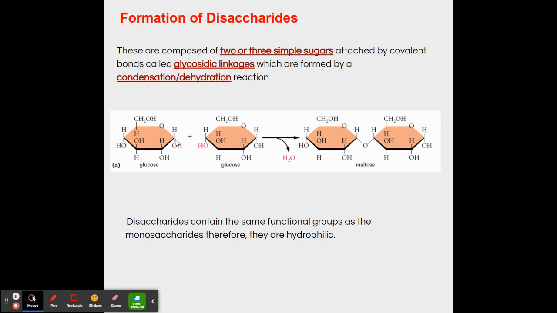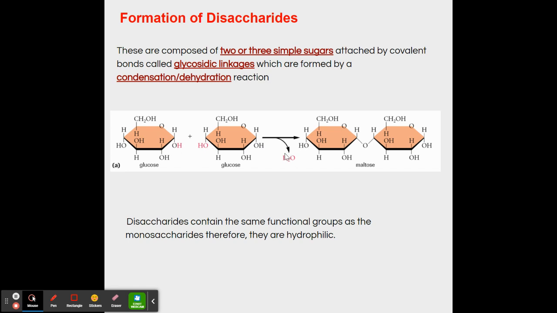Okay, so what's going to happen here is the hydroxyl group of 1 is going to interact with the hydrogen of another. It doesn't really matter which one. So glucose, 1, 2, 3, 4: carbon 4 of one molecule is going to interact with carbon 1 of another, and you're going to get the formation of water.